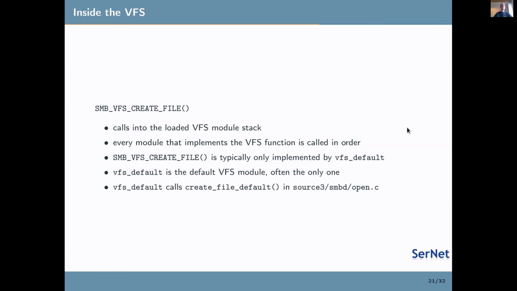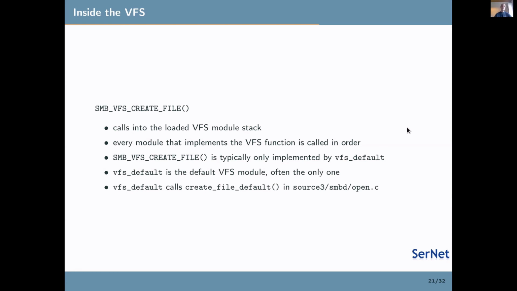And if previous modules in the stack didn't intercept the function call and don't pass on the request to the next module in the configured stack, then VFS default would typically, and this is probably the case in 99.9% of file server configurations, if not 100% these days, be the one to take this call. And this then calls create file default in the file open.c in source3 smbd.